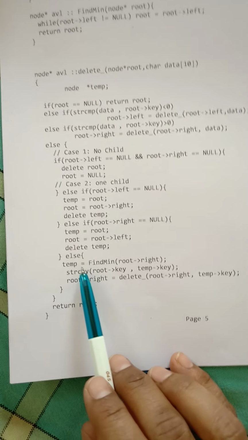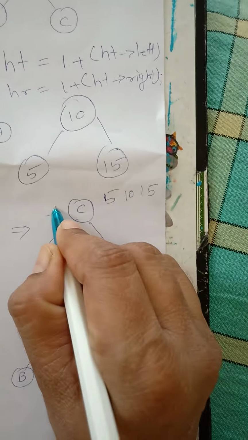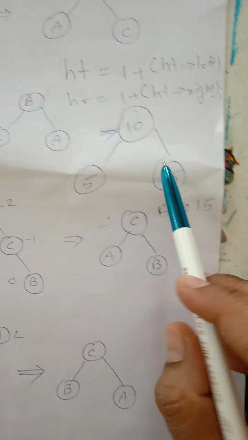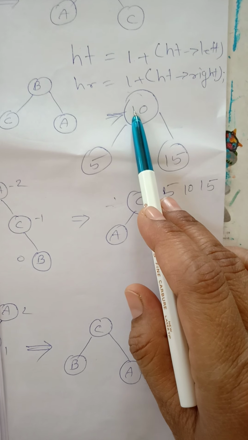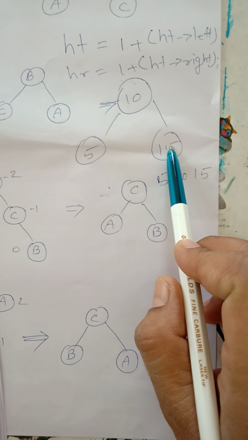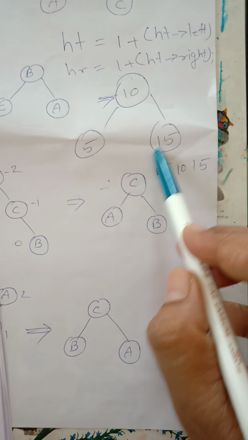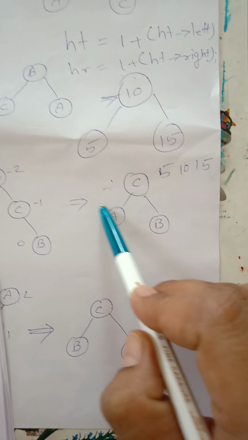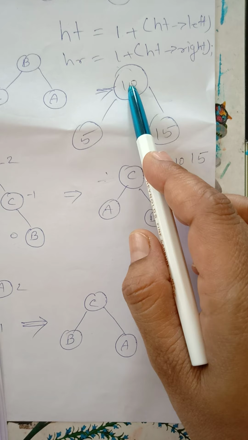Now the third condition means you want to delete a node which has 2 children. For example, this is the case or this is the case. I want to delete 10 but it has 2 children. So what you have to do is move to the right, and if it has a left subtree, traverse that left subtree till the last, so that whatever you get is your in-order successor, and you have to replace it here.